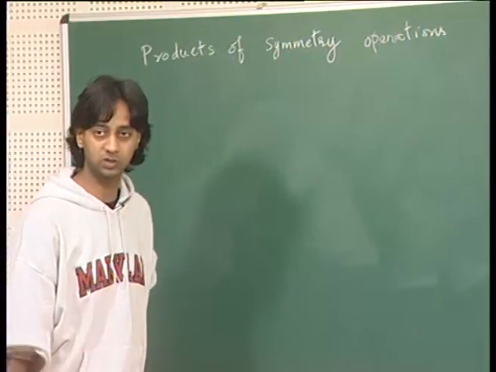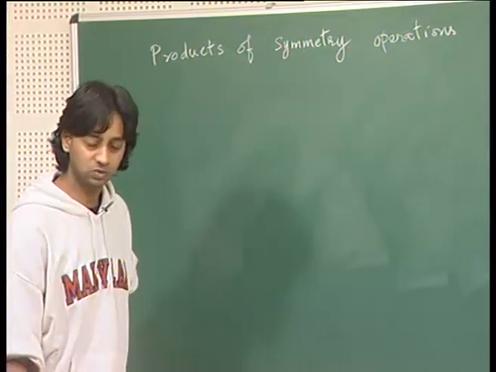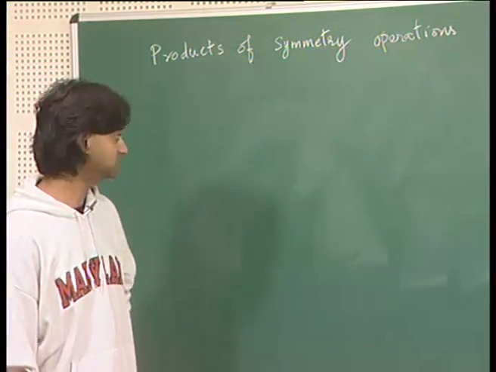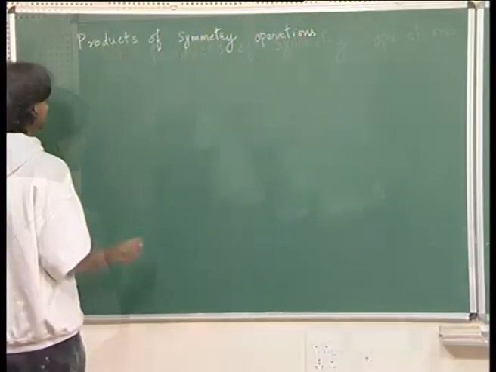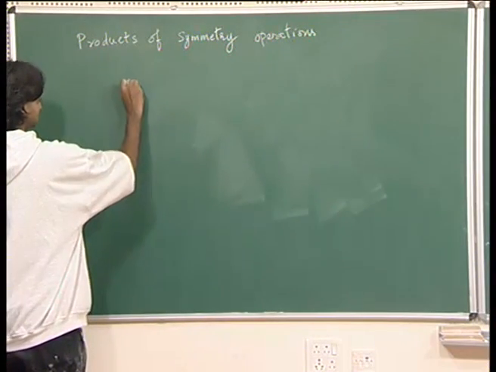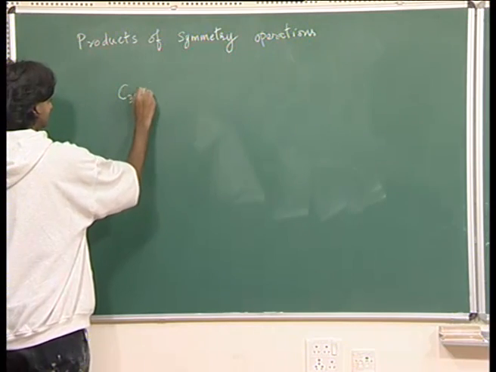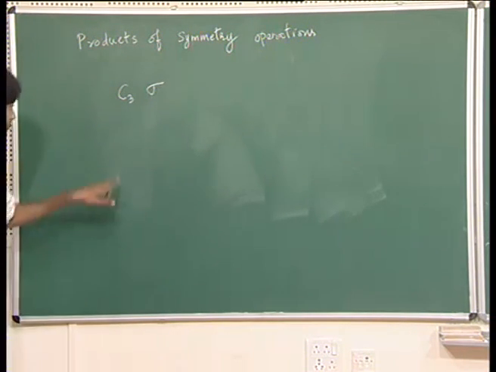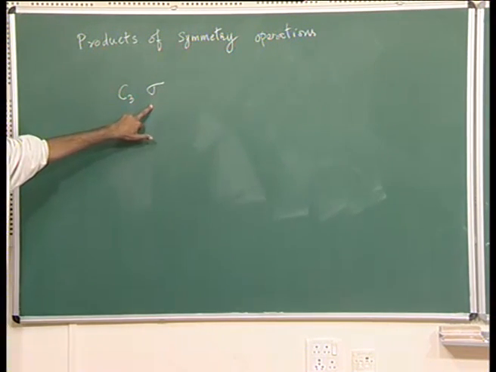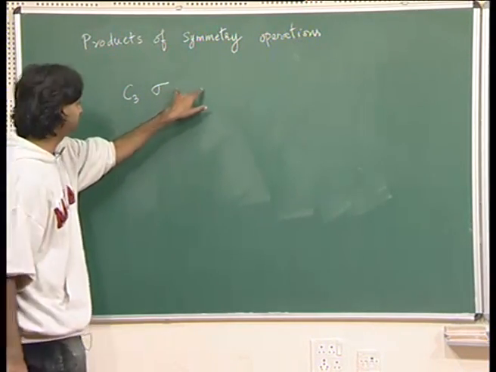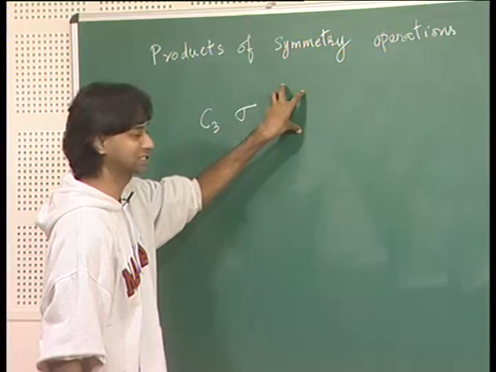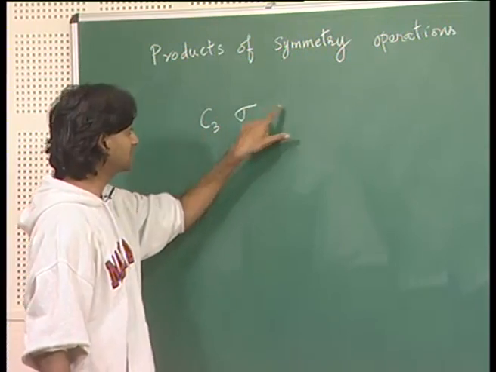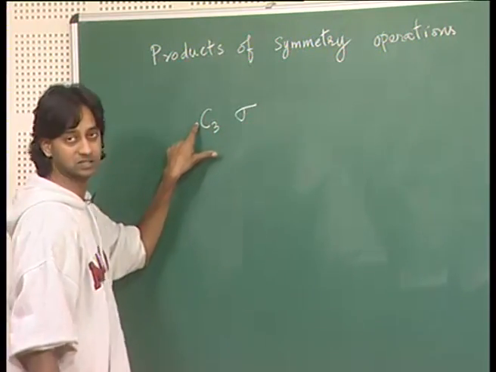So what happens when you operate by a product of symmetry operations? We will use a notation. Suppose I write C3 times sigma. What I imagine is that this is operating on the molecule. So first sigma operates on the molecule and then C3 operates on the molecule.